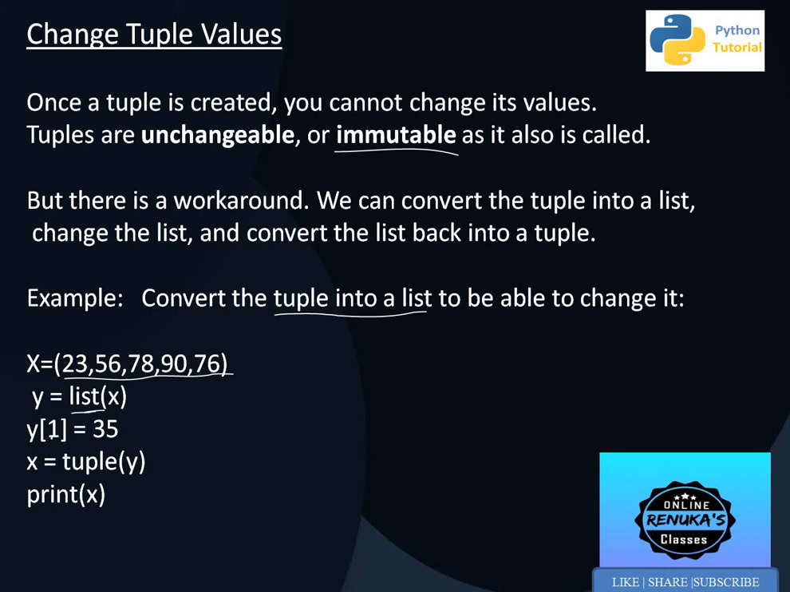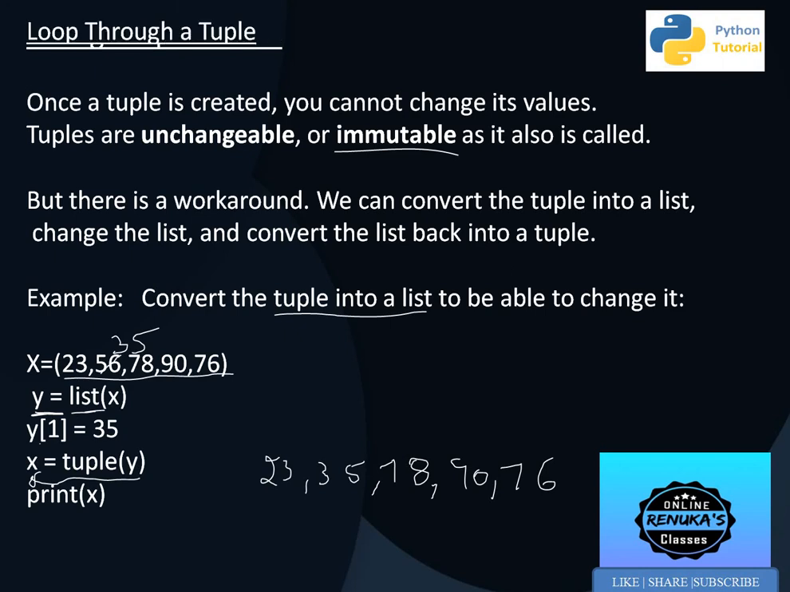Then at first index we are putting 35. So here in spite of 56 we are putting 35. Then changing back this list, that is y, into tuple and storing it in x and printing x. Now it will show you 23, 35, 78, 90 and 76. So in this way you can change the values in a tuple indirectly. There is no direct option because tuple is immutable.